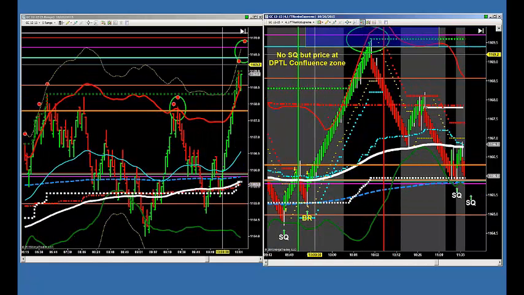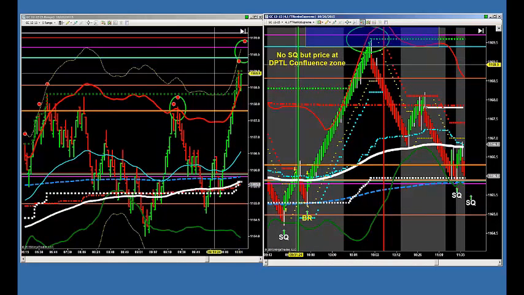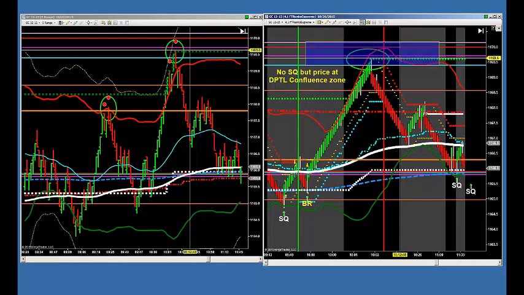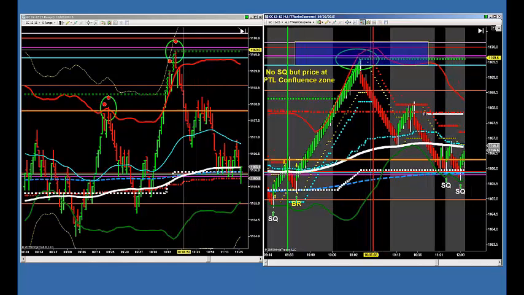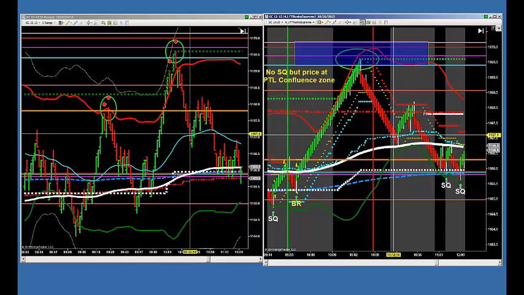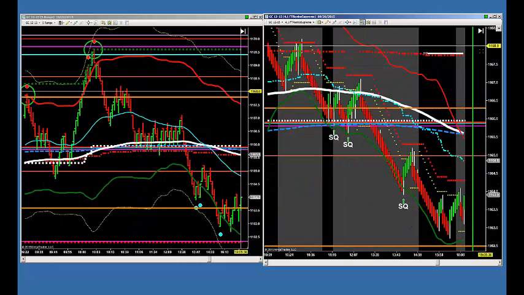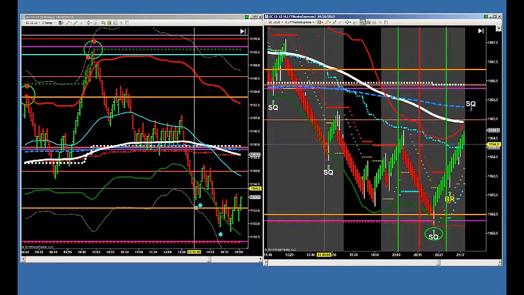Here again, no SQ, but price at a DPTL confluence zone. Pull this down a little bit so you can see it. And we had the X1 dots. So there's a possible trade right there. Now, I didn't want to make this just all about SQ signals. It's just another little item.